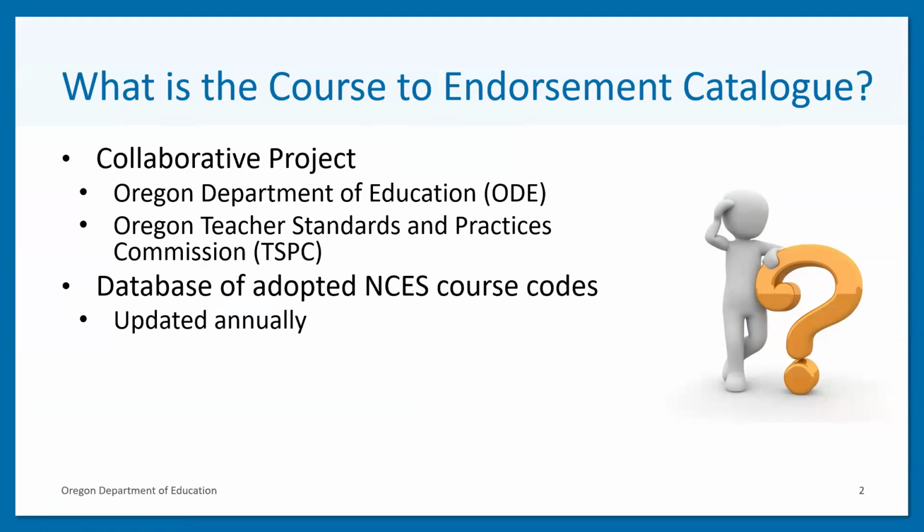The Course to Endorsement Catalog is a collaborative project between the Oregon Department of Education and the Teacher Standards and Practices Commission, which is Oregon's educator licensing agency. The Course to Endorsement Catalog includes all of the National Center for Education Statistics, or NCES, course codes that have been adopted by the Oregon State Board of Education, and identifies by endorsement the courses that teachers are authorized to teach.